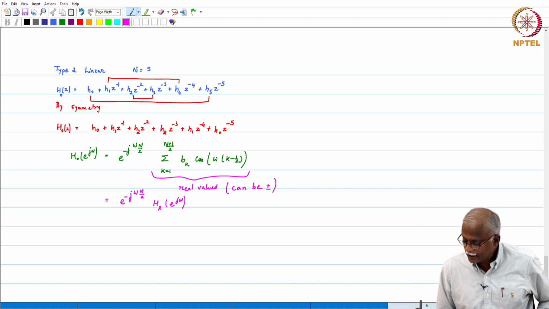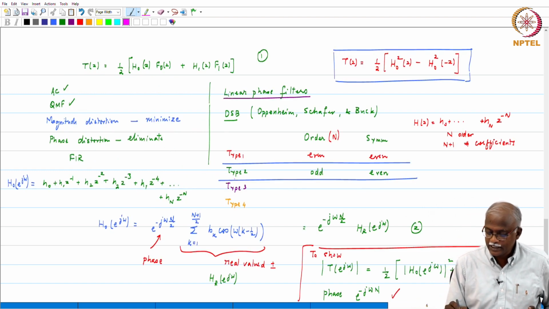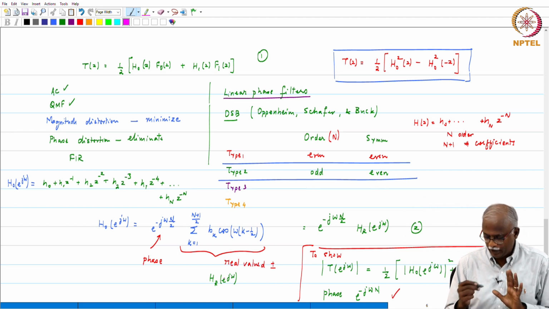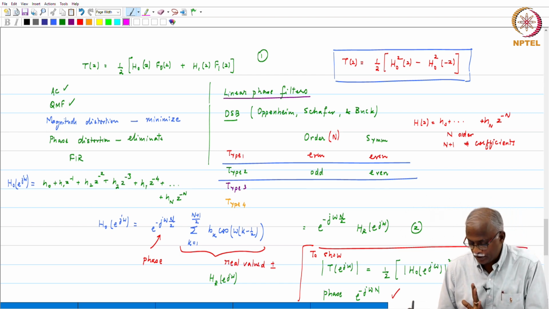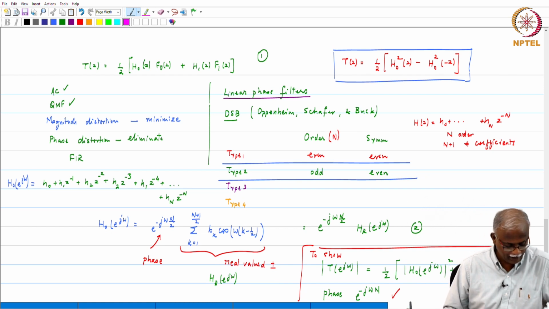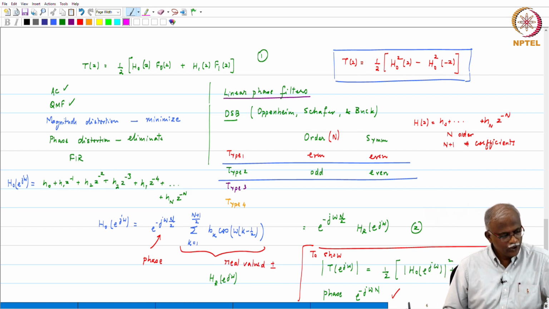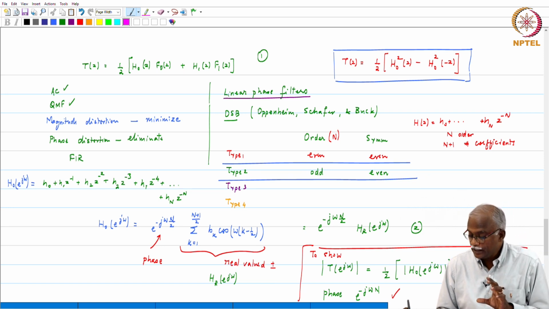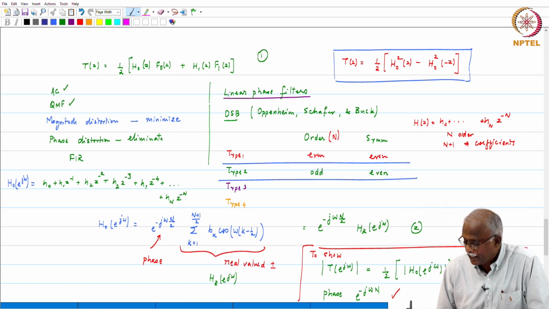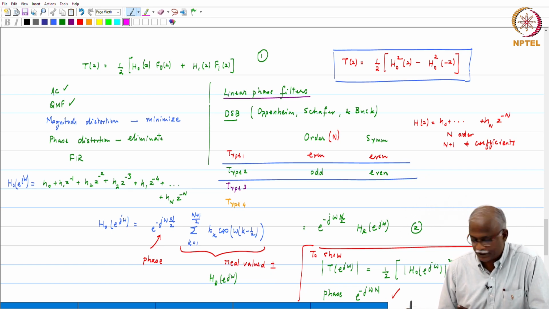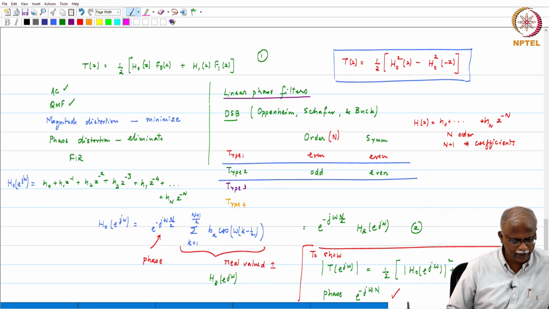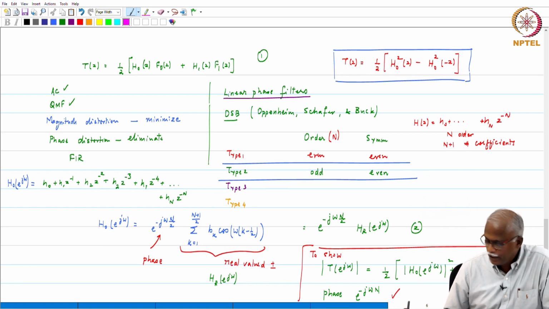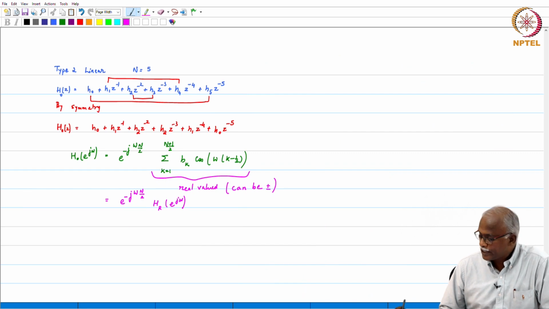This is related to what we have been developing. This is type 2 linear phase. This was what was developed in the last class. I just wanted to refresh your memory in terms of what has been developed and what we can do. So now what we would like to do is apply this type 2 linear phase expression to our overall transfer function. That is our task for now. So apply it to the overall transfer function.